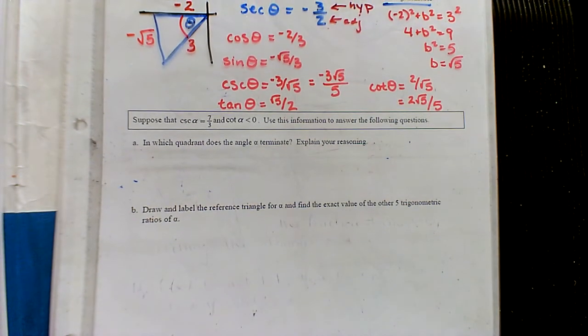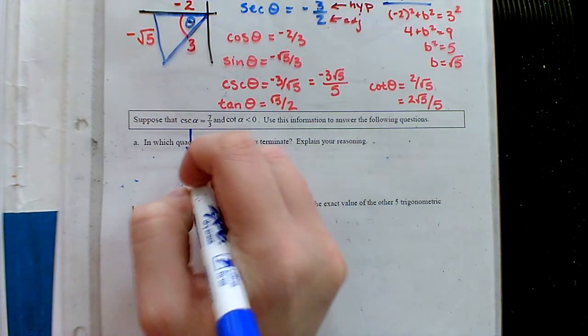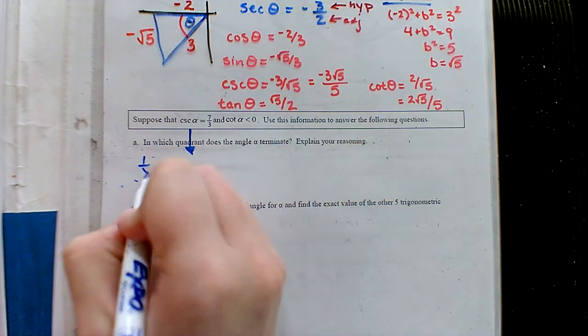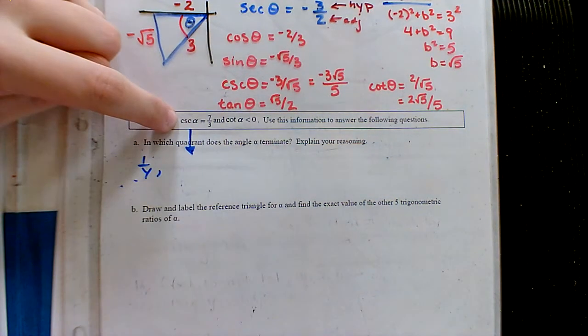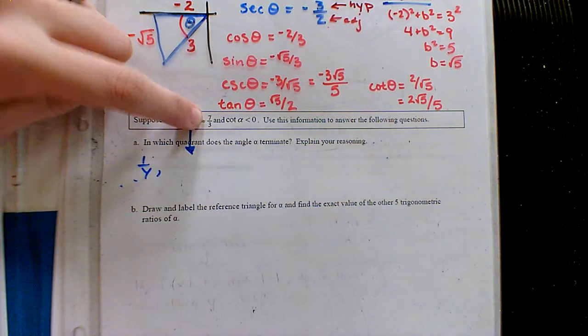We'll go ahead and try the next one. Suppose that cosecant of alpha is 7 over 3, and cotangent of alpha is negative, less than 0. Again, use the information to figure out where this angle is located. How is cosecant related to x or y on the unit circle? Yeah. 1 over y. All right, so notice how a cosecant has a positive value, 7 over 3.